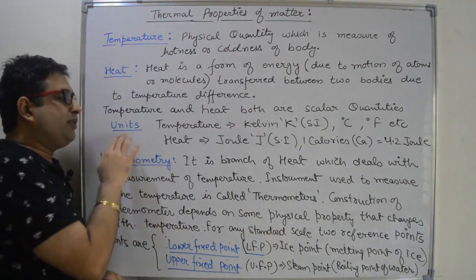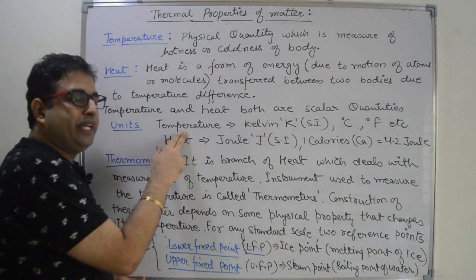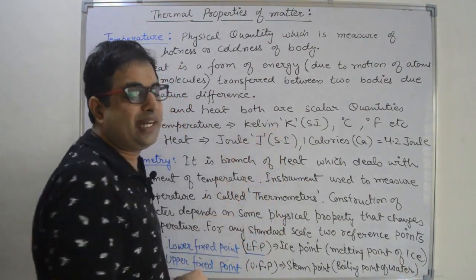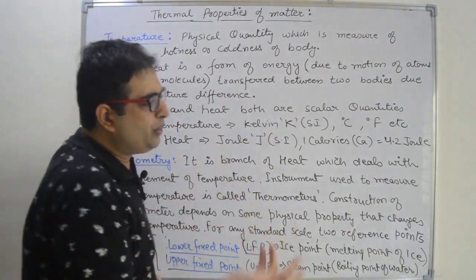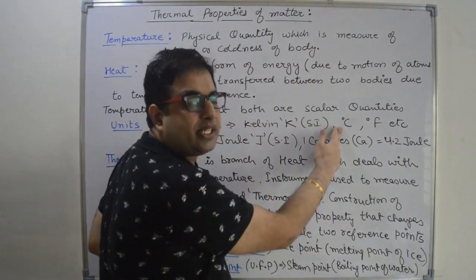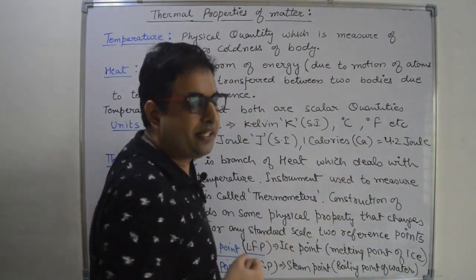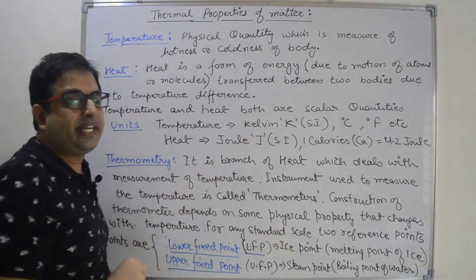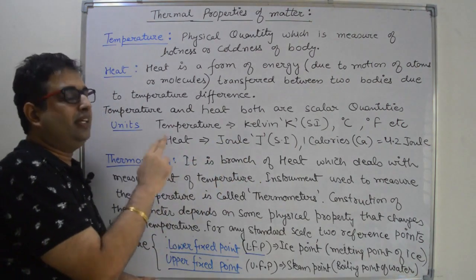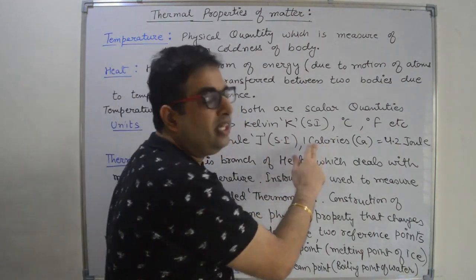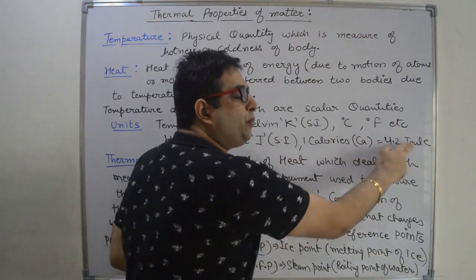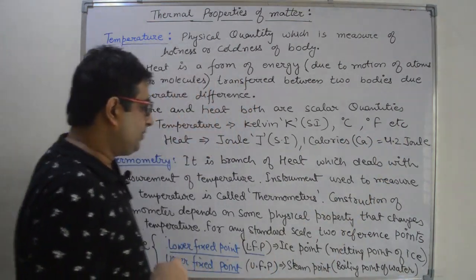Now let us discuss the units. First is temperature, and the SI unit of temperature is Kelvin, represented by capital K. Other units are degree Celsius, degree Fahrenheit, etc. Second is heat. Joule is the SI unit of heat, and there is one more unit, that is calories, and 1 calorie is equal to 4.2 joule, right?